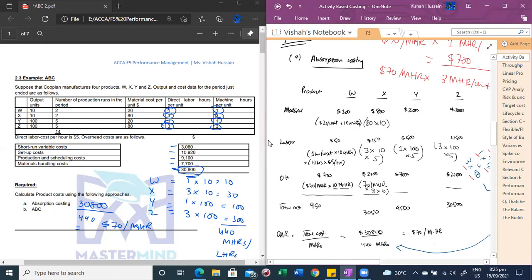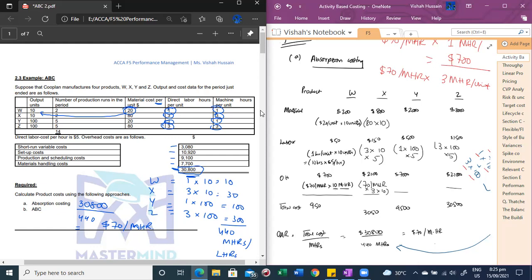Now, when it comes to material cost, the cost per unit was given to you. Simply multiply it by the amount of units because it was material cost per unit. When it says per unit, to get the total you need to multiply it by the amount of units only. So 20 into 10, then 80 into 10, then 20 into 100, and then 80 into 100.